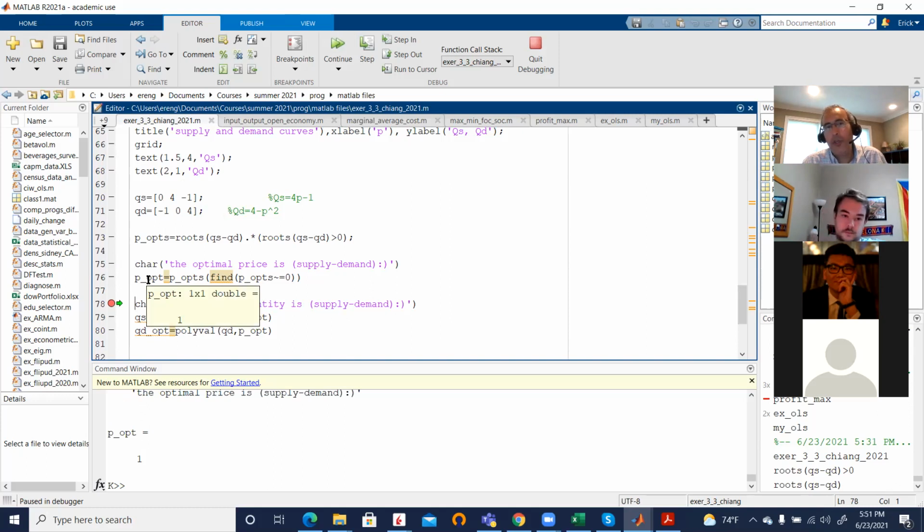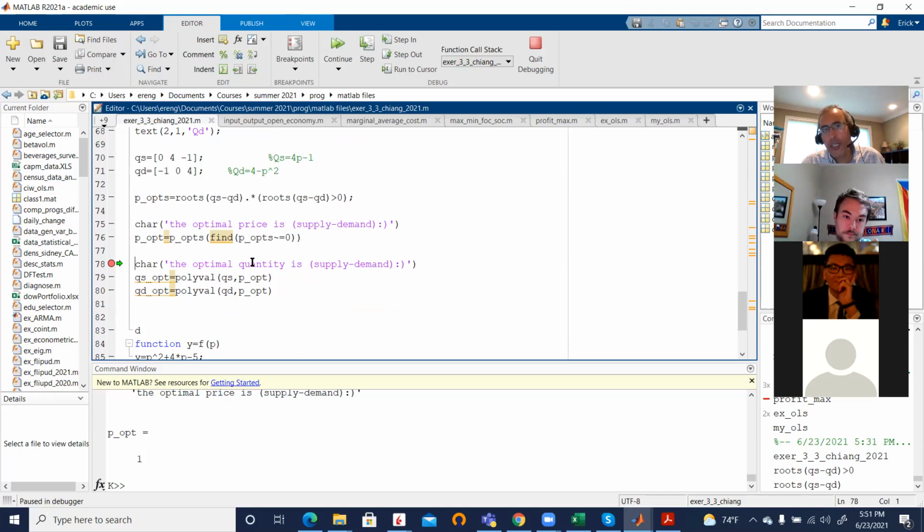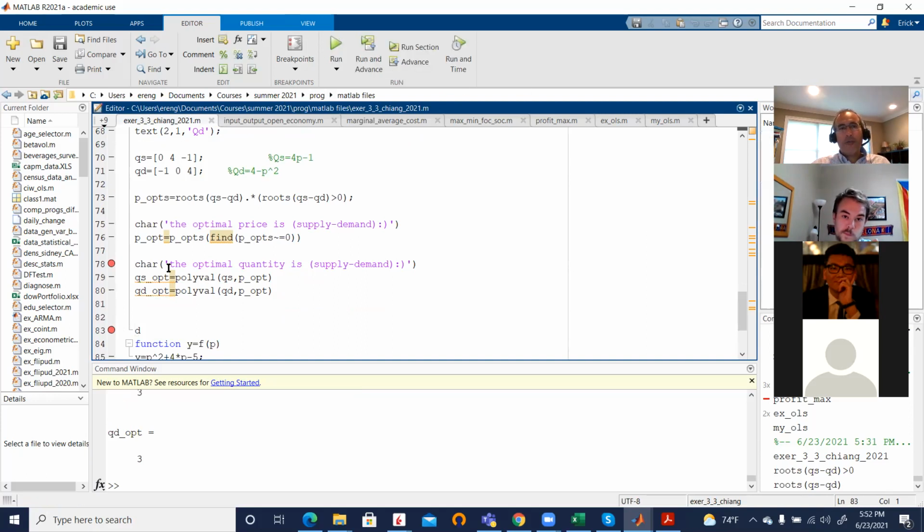And here we go. The P optimal is 1, and then I simply need to compute my optimal quantities, and I will stop here. The supply and demand are 3, and that's it. You agree? Okay, so this is method number 1. So let me quit debugging.